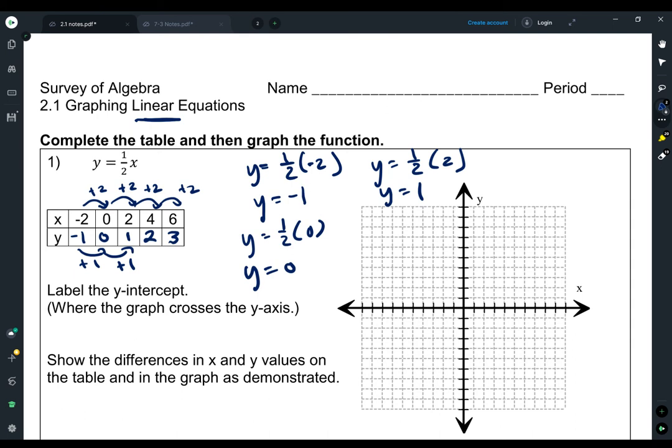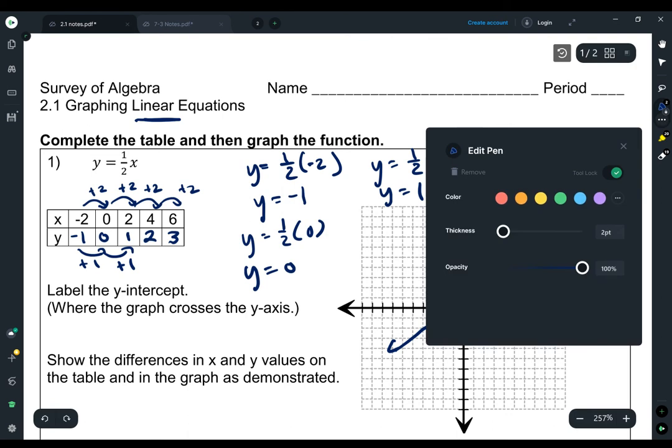I'm going to plot all of these points. So it says when x is -2, y is -1. I have 0, 0. When x is 2, y is 1. When x is 4, y is 2. When x is 6, y is 3. And then I'm going to go ahead and connect them. And when I'm graphing an equation like y equals 1/2 x, there's no weird square roots, there's no powers. I should just get a line every single time.